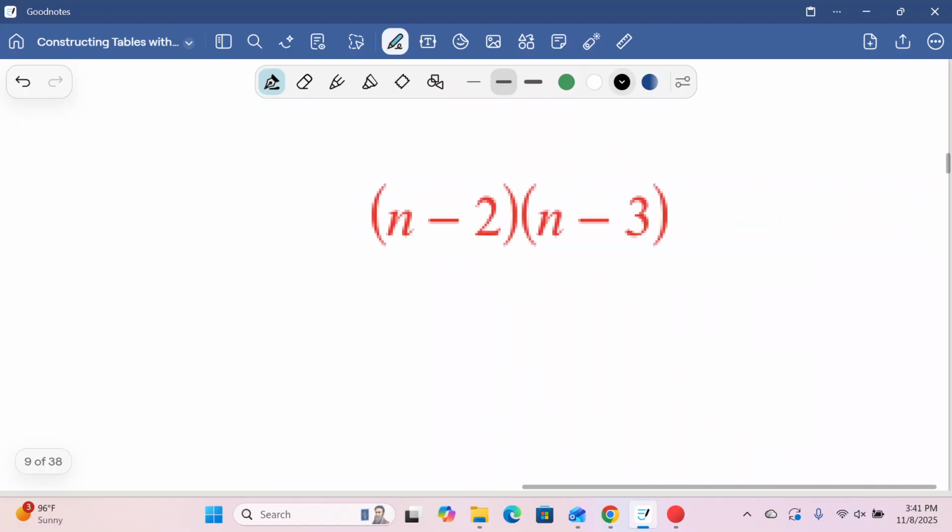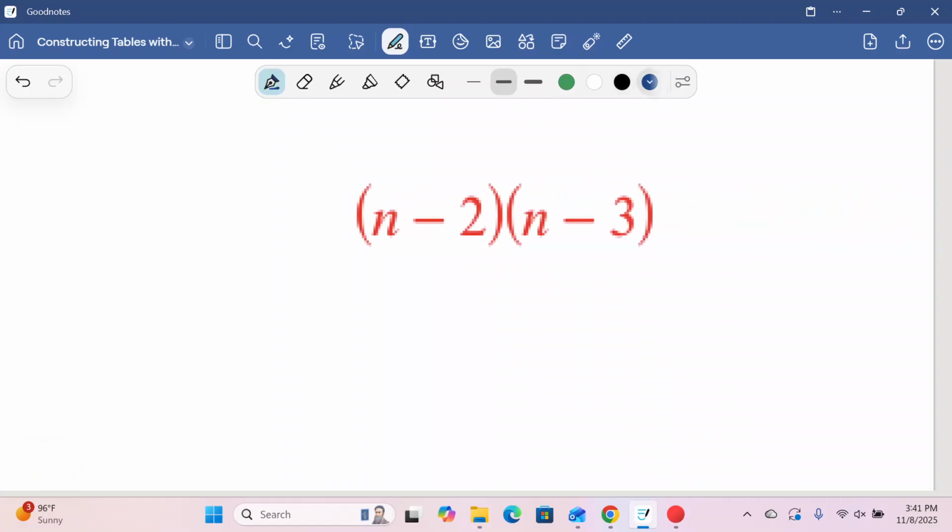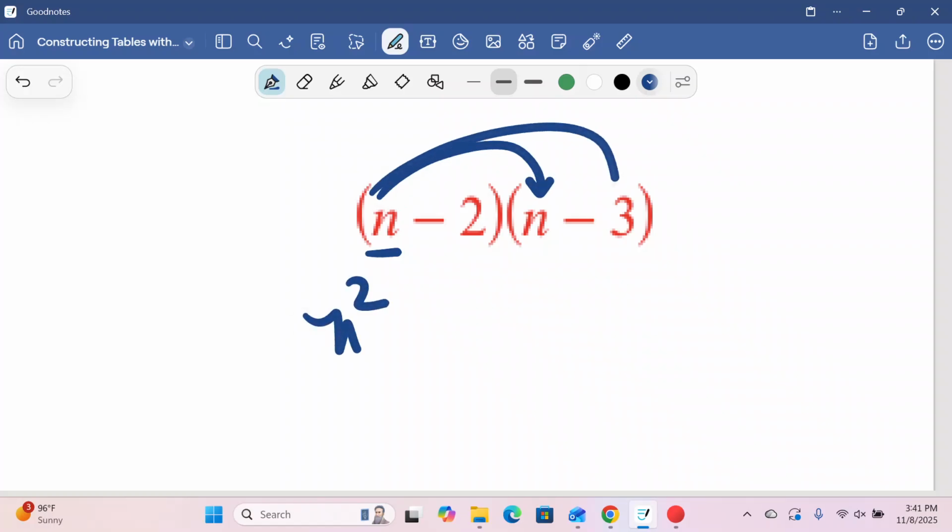Next, what I'm going to do is another one very similar. I'm going to distribute here. I'm going to underline the n, distribute there, n squared, because n times n is n squared. Then I'm going to distribute there, and n times negative 3 is negative 3n. I'm done with the first distributive.